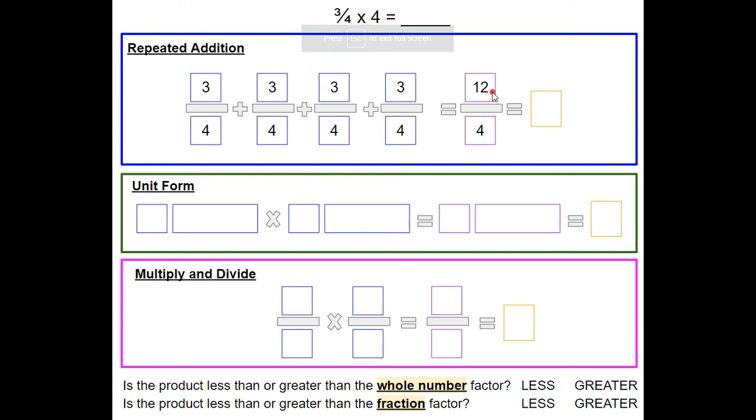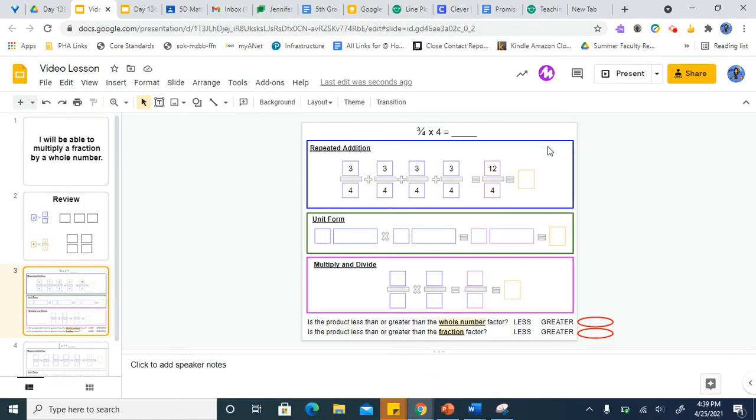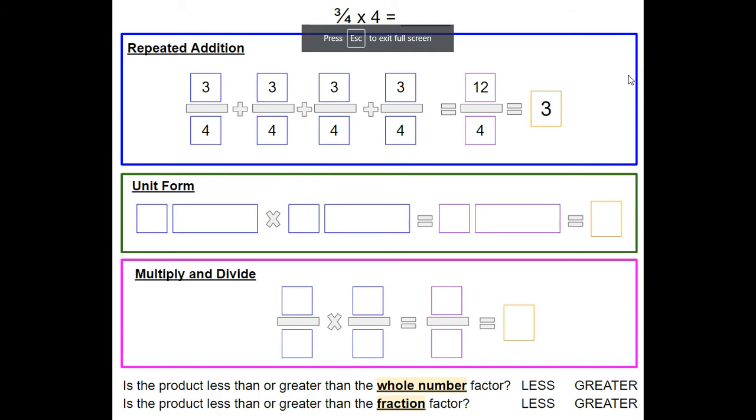Notice the numerator is larger than the denominator. That means there's at least one whole that we can take out. Well, remember that when we have fractions, that's the same thing as division. So 12/4 is the same as 12 divided by 4. So let's think what 12 divided by 4 would be, and that would be 3, because 3 times 4 is 12. So 3/4 times 4 equals 3.